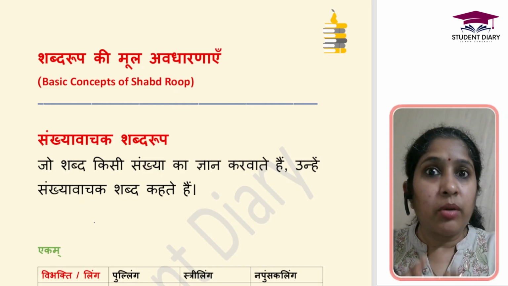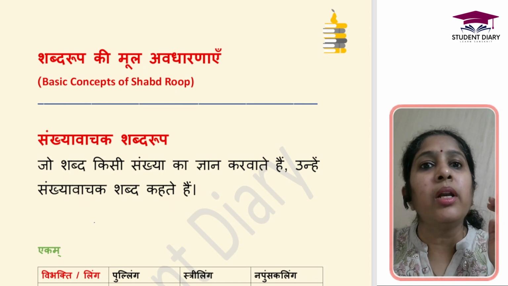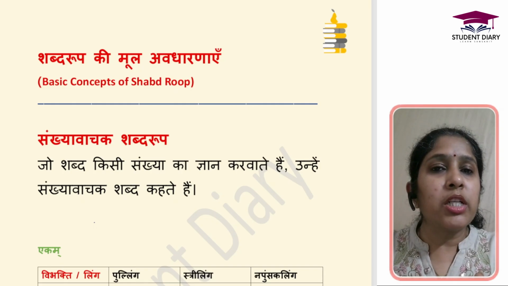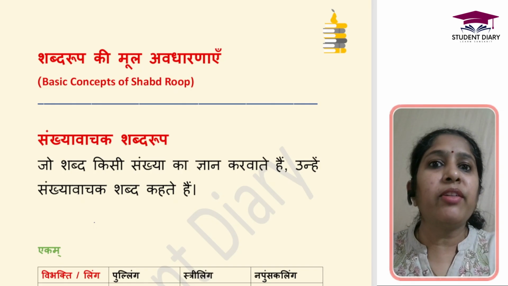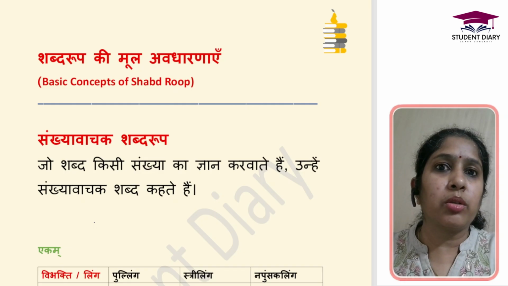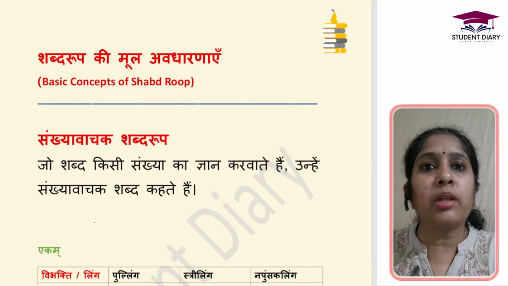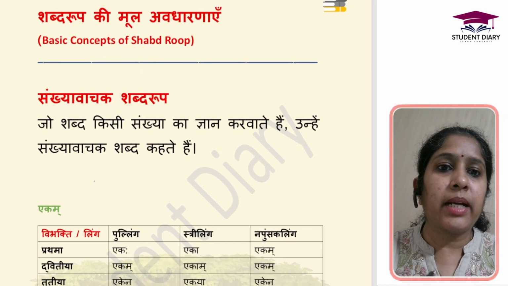One good thing about the Shabdroop is that we have to remember the Shabdroops only for 1, 2, 3, and 4. After that, all the Shabdroops will be there only in the Bahuvachan, and that we don't have to learn also. So we have to learn the Shabdroops for the numbers 1, 2, 3, and 4. Fine, let's start now by understanding.